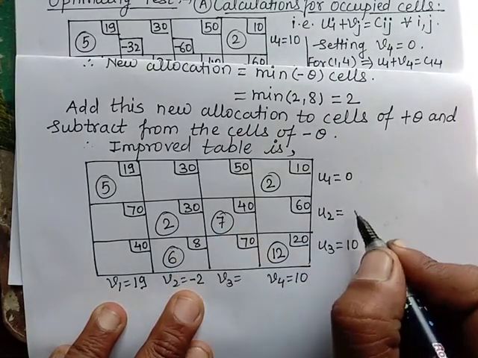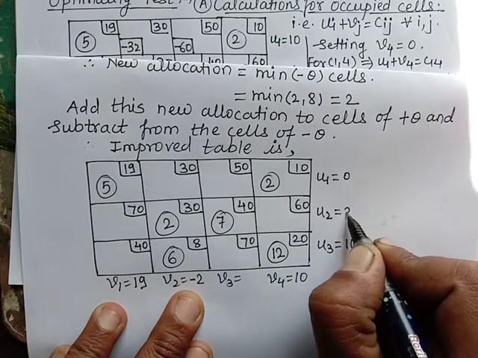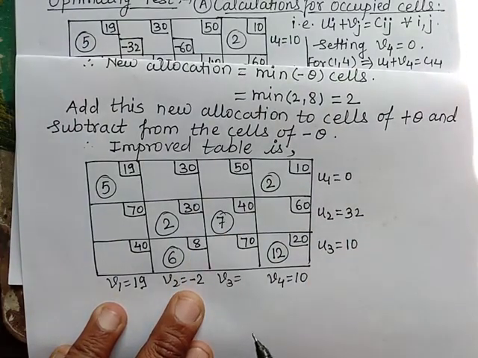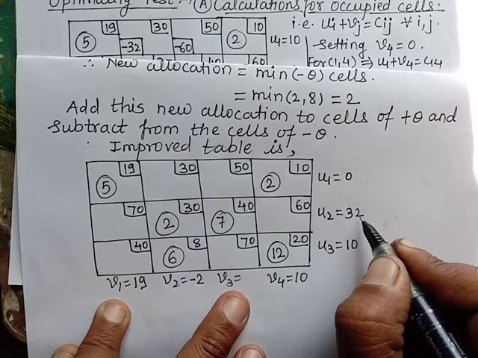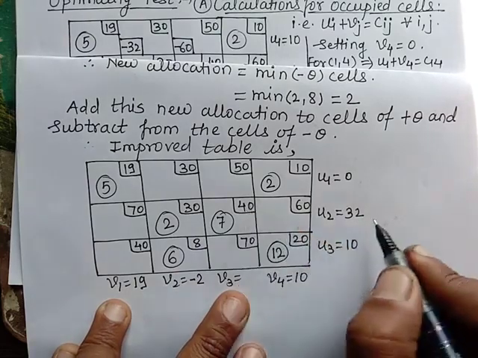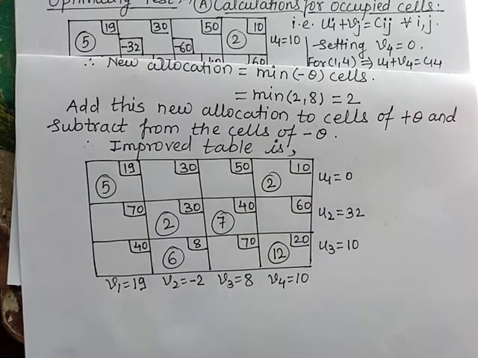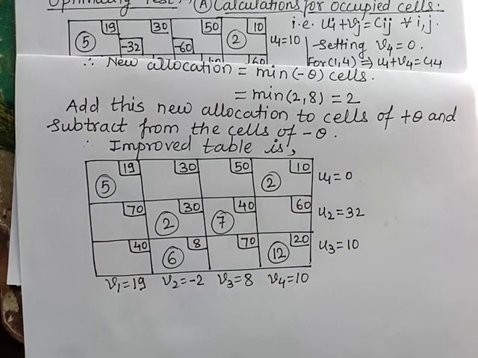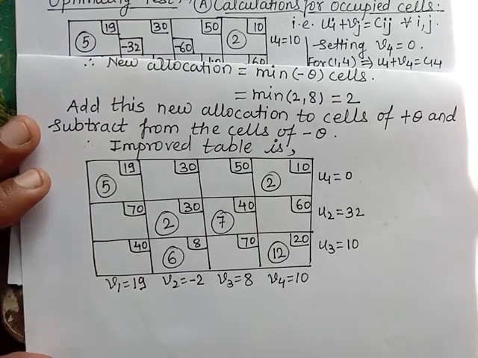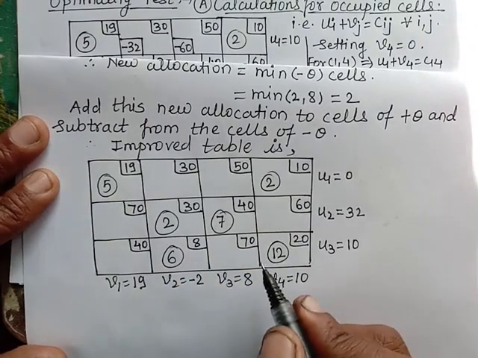This minus 2 plus what will be 30? So it will be 32. Okay. 32 plus what will be 40? So 32 plus 8 will be 40. As such we can easily get these ui's and vj's. No need to write them always for each and every cell. You can easily determine in this way also. Okay, if you want to write in detail, you can write down that part also. It's your choice.